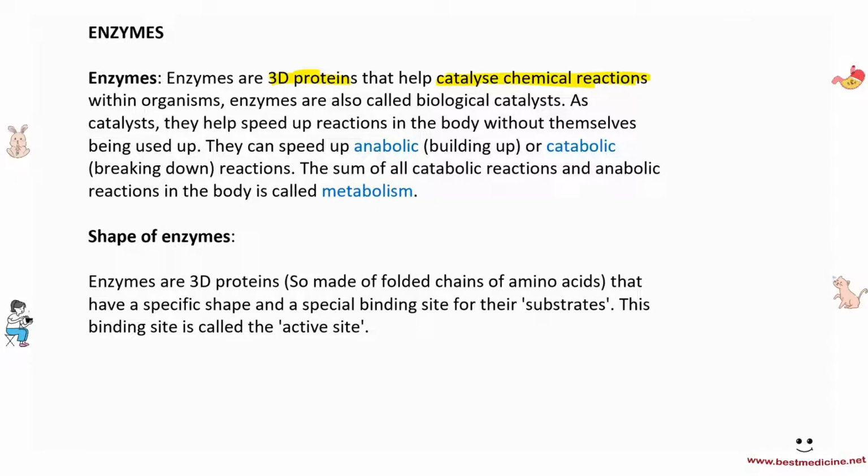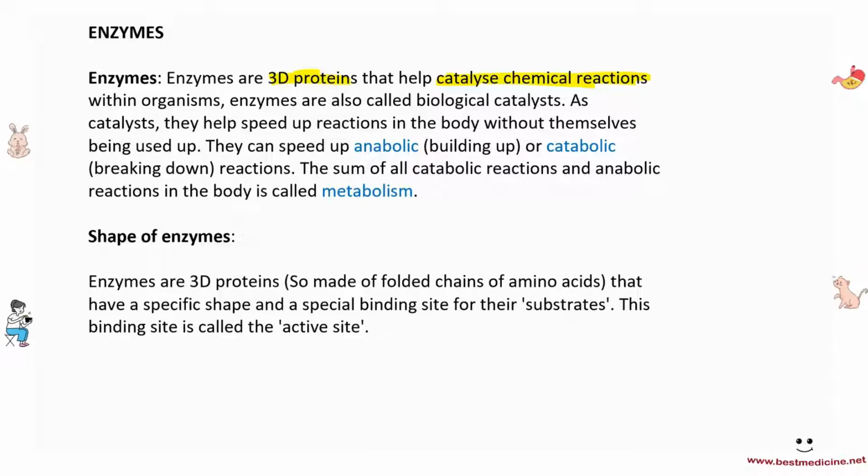When you study chemistry, you learn that catalysts are able to decrease something called activation energy in chemical reactions. And so enzymes are kind of like biological catalysts because they allow reactions to occur at normal body conditions of plants, of animals, of humans, etc. So, as catalysts, they help speed up reactions in the body without themselves being used up. Now, there's two different kinds of reactions in the body.